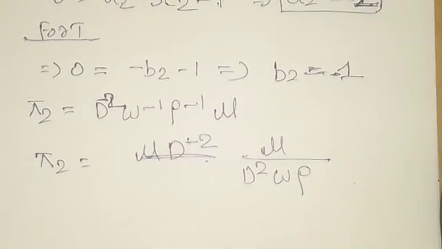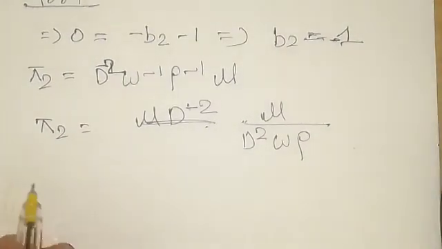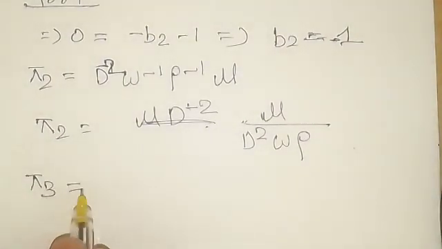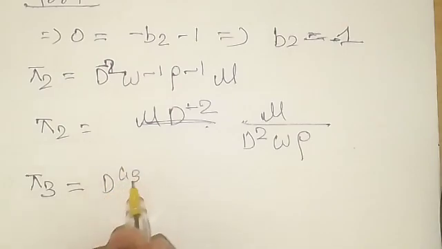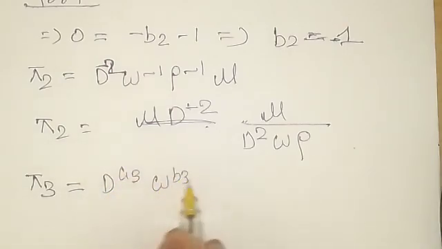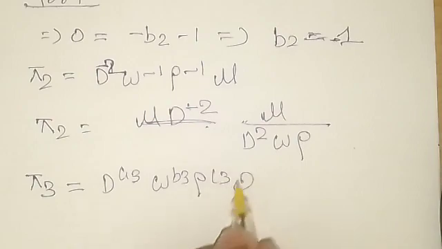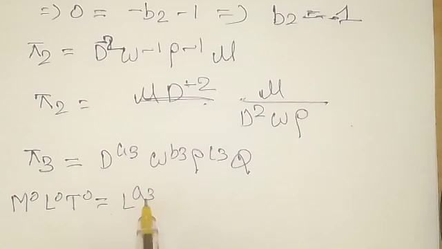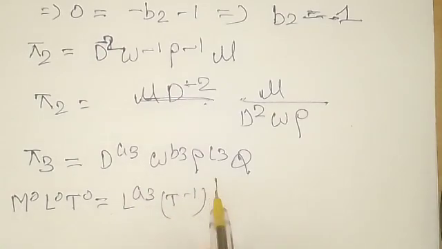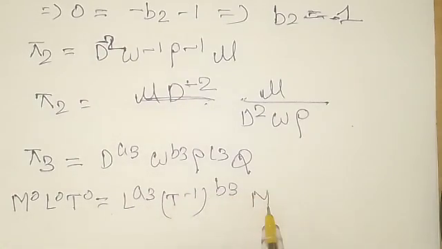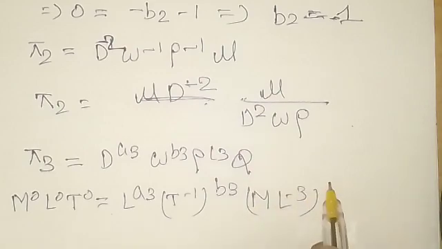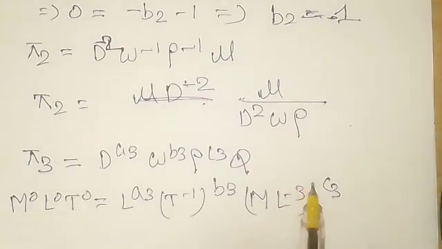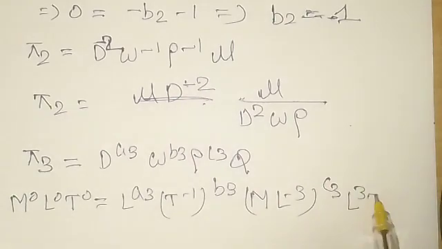All right, yes. Then finally you have the pi 3 terms, right. So pi 3 is equal to d to the a3, omega to the b3, and rho to the c3, into q. So the pi equation is M power 0, L power 0 and t power 0, equal to L power a3, t power minus 1 to the power of b3, and this is M L minus 3 power of c3, and this is the discharge, that is L cube t minus 1.